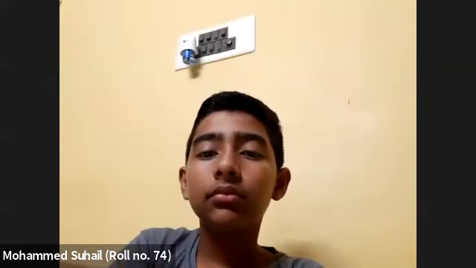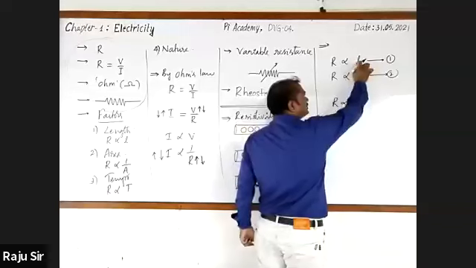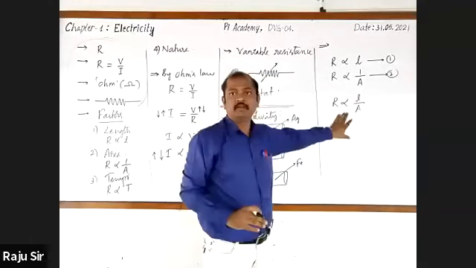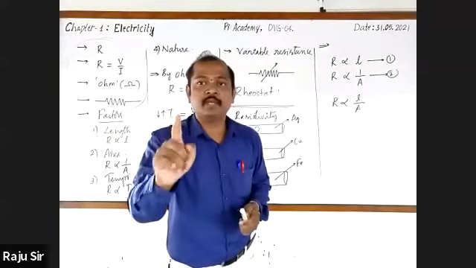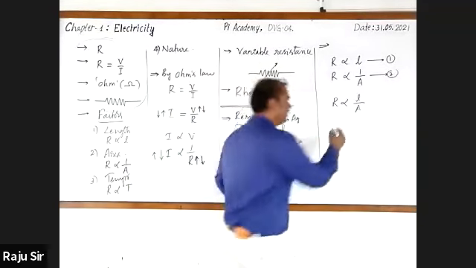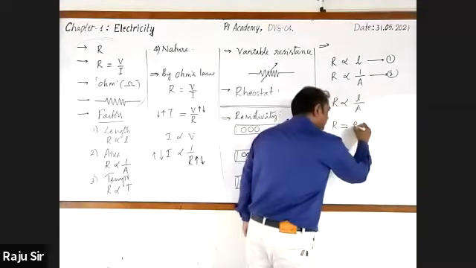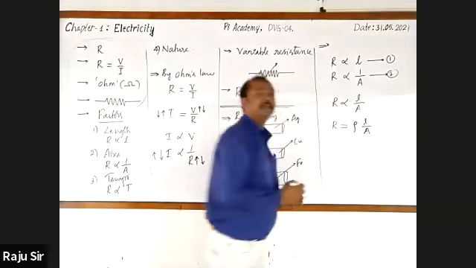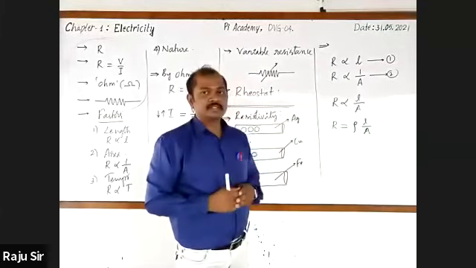Okay. R is proportional to L by A. Observe it. Here L is in the numerator, A is in the denominator. We have written the same. We have proportional. To remove this proportional, what will we do? Proportionality constant. Very good. We will assume the proportionality constant. So R is equal to this symbol into L by A. This symbol is the proportionality constant. Do you know what that symbol is?